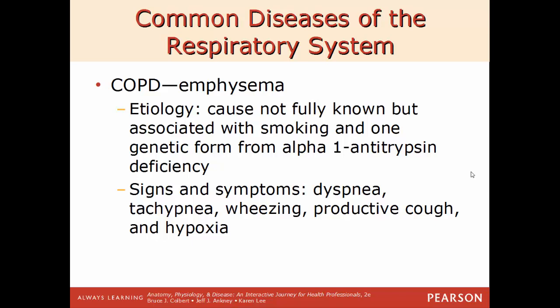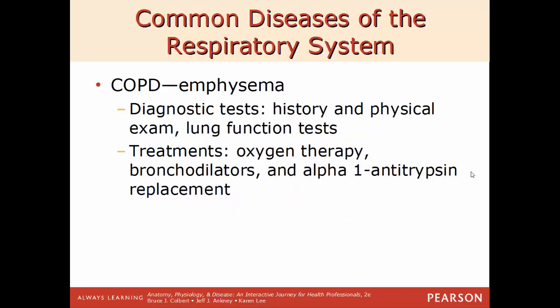Some signs and symptoms: dyspnea, wheezing, a productive cough, hypoxia. Some diagnostic tests: history and a physical exam, lung function tests. For treatments: oxygen therapy, bronchodilators, and alpha-1 antitrypsin replacement to counteract the deficiency.